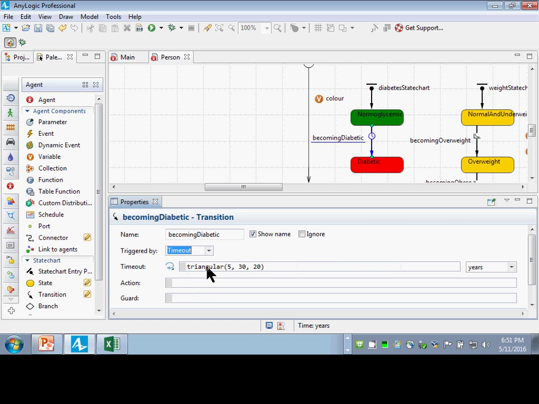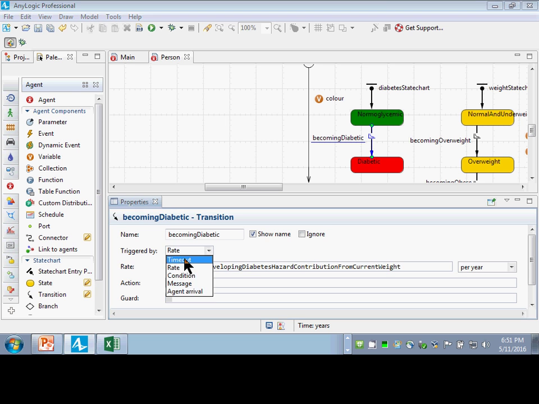So notice that AnyLogic does remember the settings for these. If you specify this one and you switch to another, then you switch back, it remembers it, which is kind of a bug, kind of a feature. I think it's kind of a feature, but anyway, it has trade-offs. Okay, fine. So this is a rate transition.